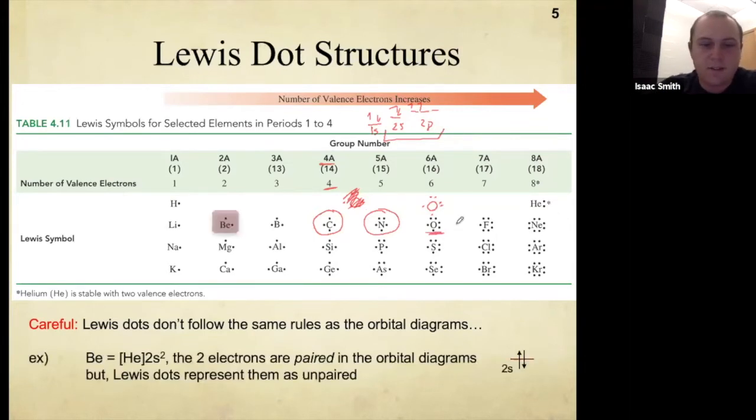And then this uses beryllium as an example. Beryllium's orbital diagram looks like this, but when you draw the Lewis structure, they're actually separate, right? So we kind of talked about that.